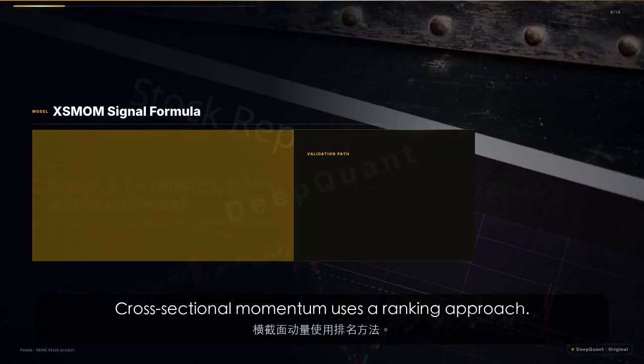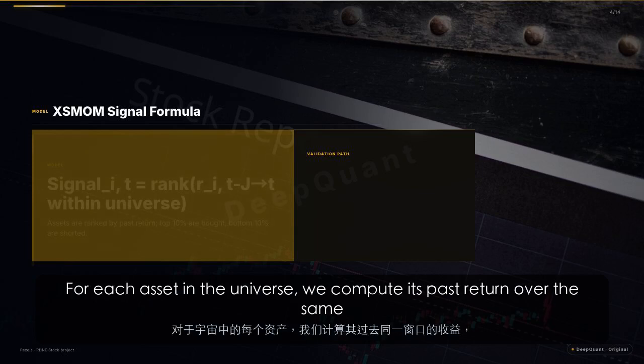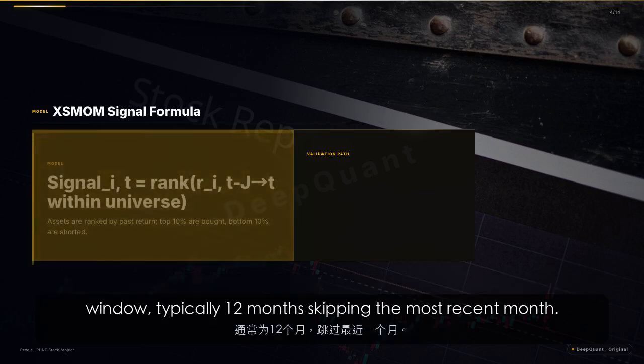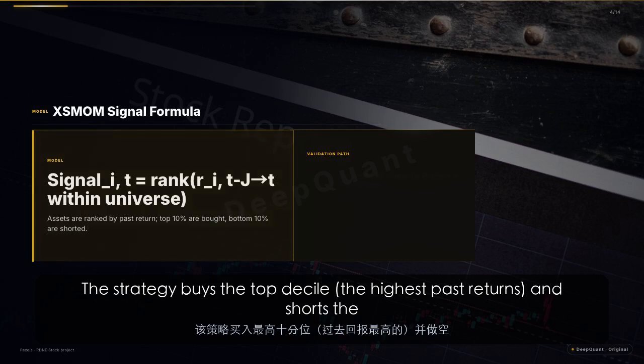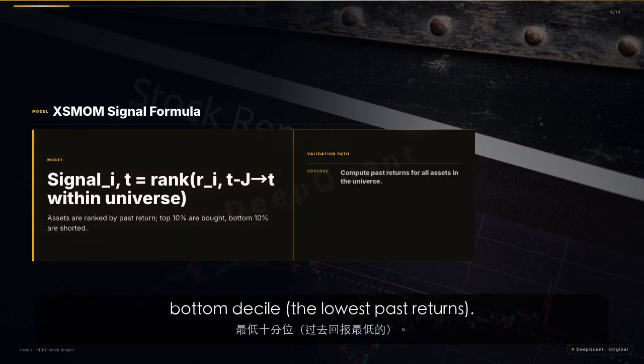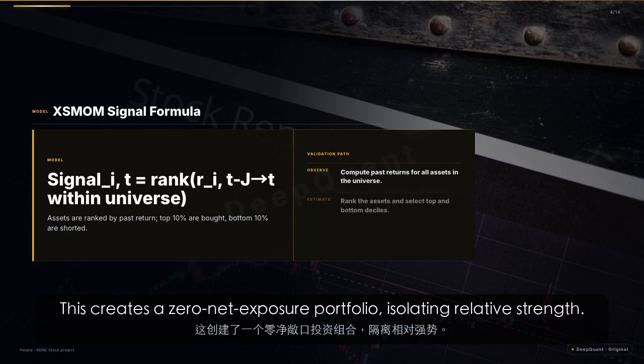Cross-sectional momentum uses a ranking approach. For each asset in the universe, we compute its past return over the same window, typically 12 months skipping the most recent month. Then we rank all assets from best to worst. The strategy buys the top decile, the highest past returns, and shorts the bottom decile, the lowest past returns. This creates a zero net exposure portfolio, isolating relative strength.